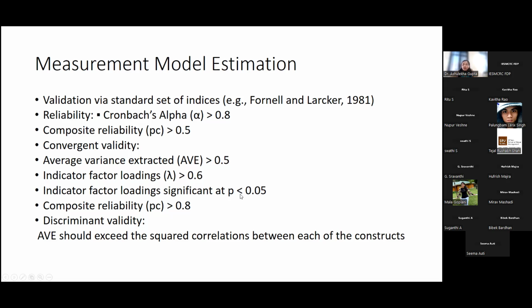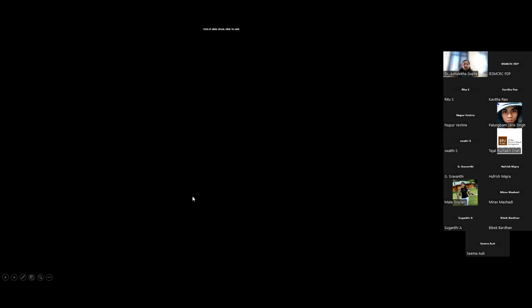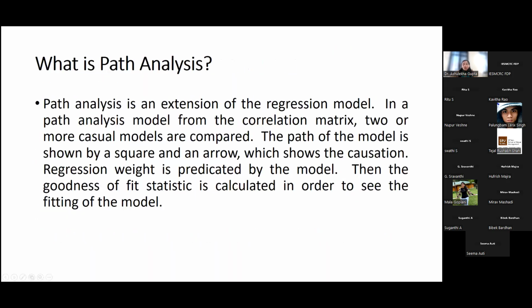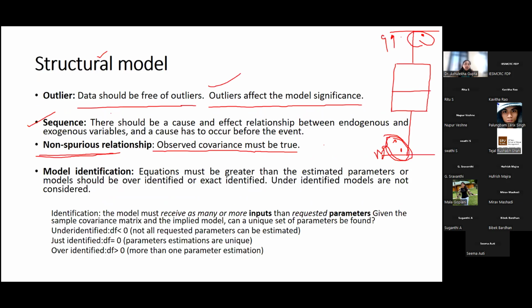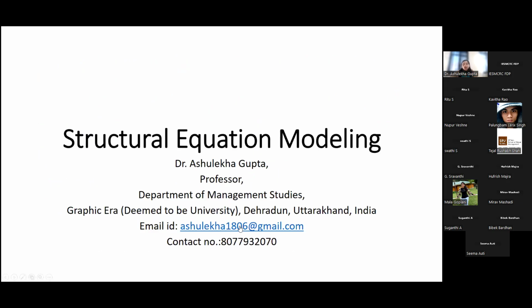Indicator factor loading should be significant, that should be, the p-value should always be less than 0.05. Composite reliability should always be greater than 0.8, right? And here is the discriminant validity and so on. I will show you how come it is 0.5 and 0.8. So that's all from my side for today's session. If you have any questions, you can ask me.